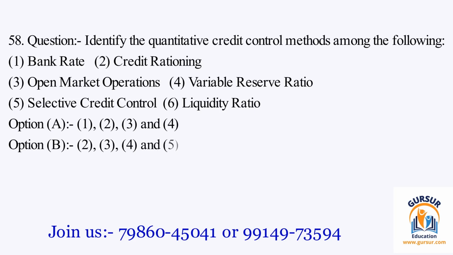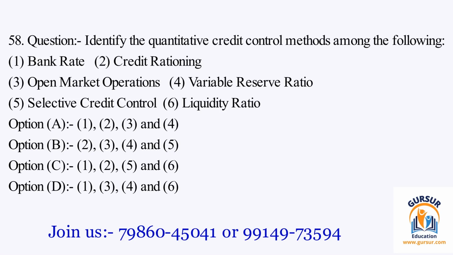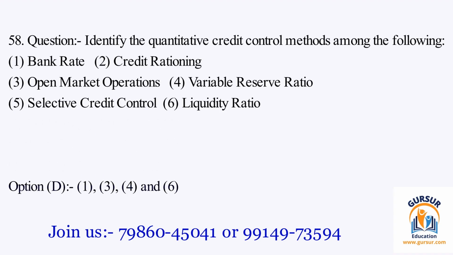The option B is 2, 3, 4, and 5. The option C is 1, 2, 5, and 6. The option D is 1, 3, 4, and 6. The right answer of the question is option D, and that is 1, 3, 4, and 6.